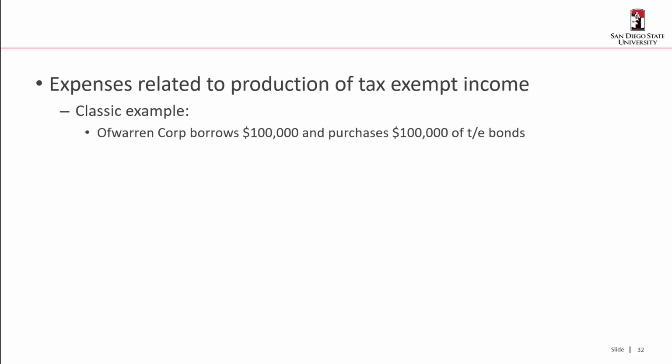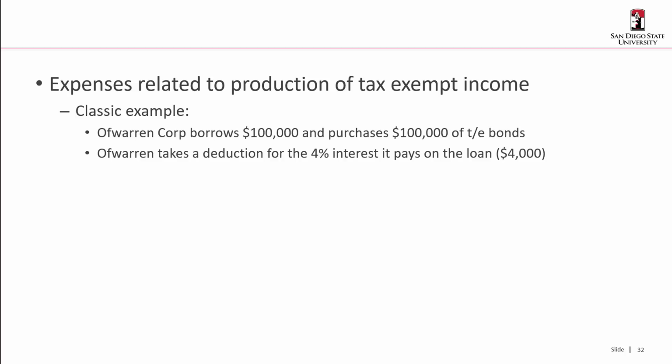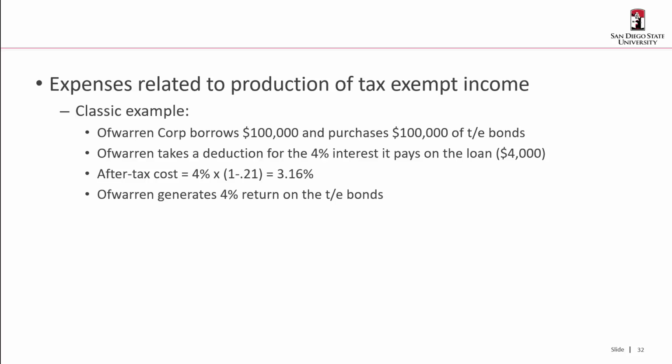So Offworn Corp borrows $100,000, and it uses that $100,000 to turn around and purchase $100,000 of tax-exempt bonds. So Offworn is a corporation, so it's going to take a deduction for the 4% interest it pays on the loan, right? Because it borrowed the money, so it pays interest of $4,000 every year. The after-tax cost of that, since Offworn's a corporation, is 3.16%. However, it generates a 4% both pre-tax and after-tax return on those tax-exempt bonds.